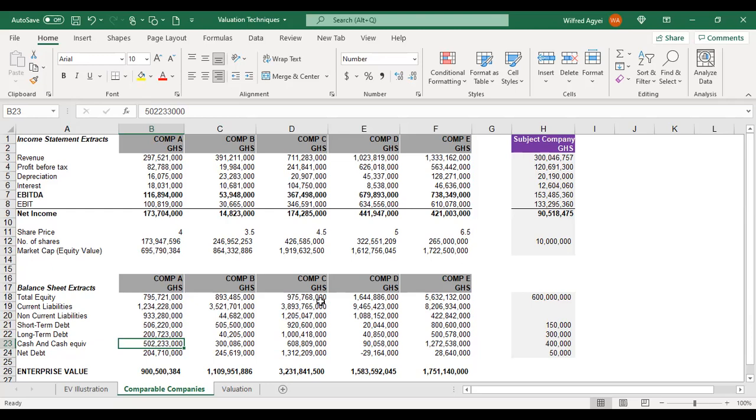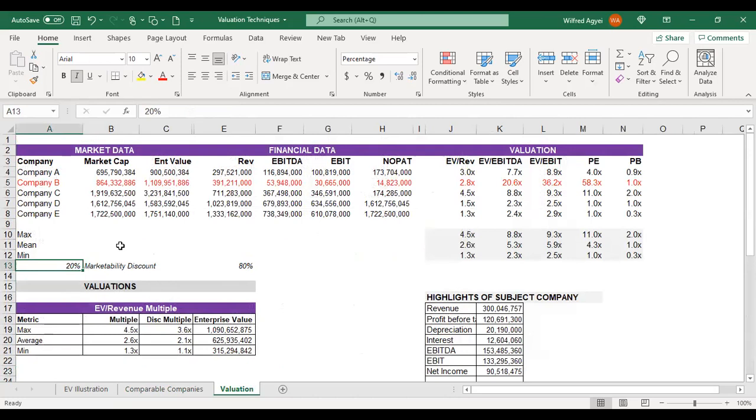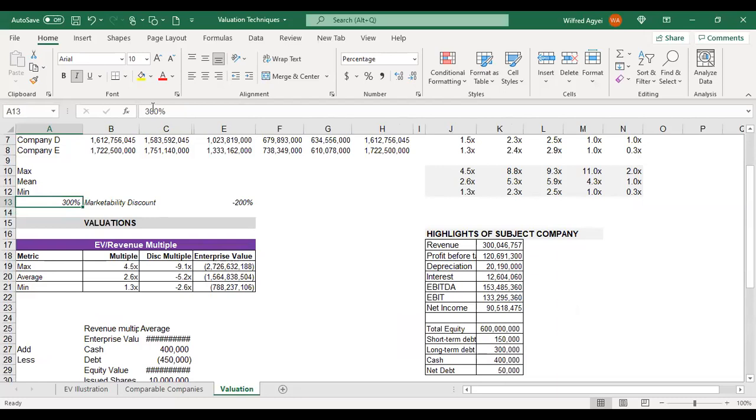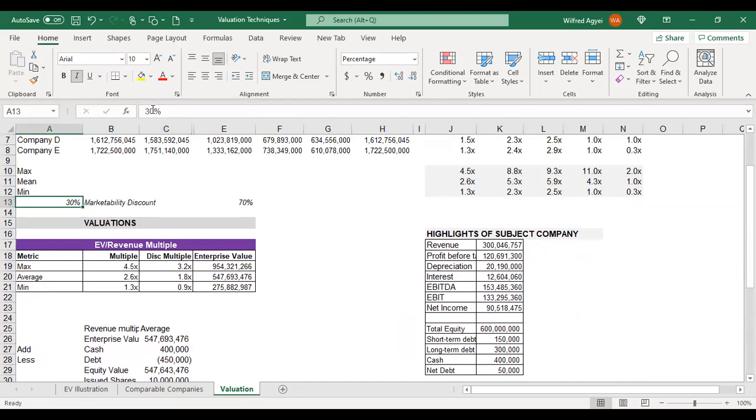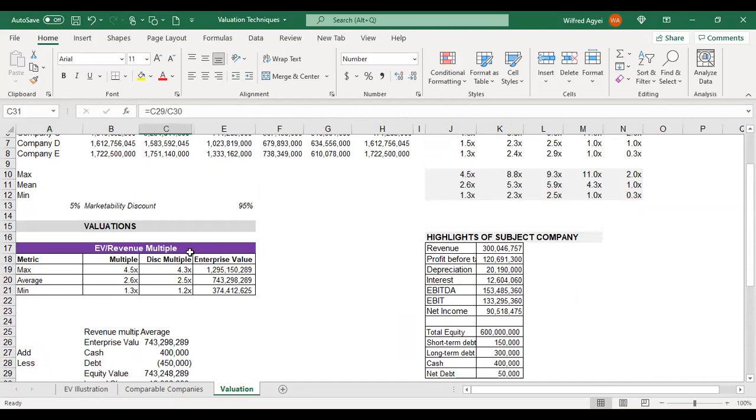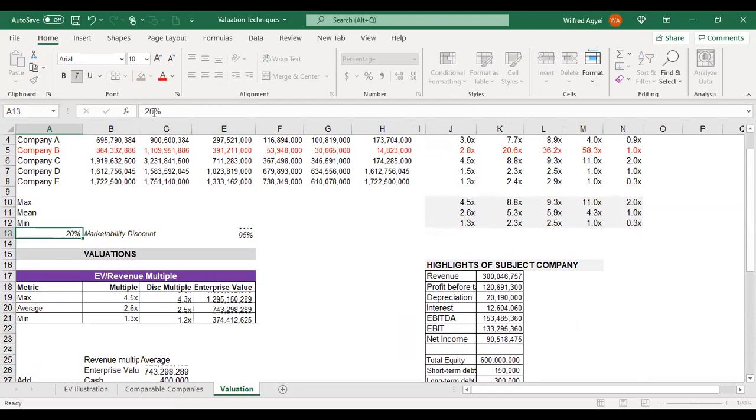The more you increase it, the more the stock price declines. And if you reduce it, you see that the stock price will be going up. Thank you. You're welcome. So if we should do this, let's say 30%, we're even arriving at negative. Sorry, I did 300. Sorry, 30%. Automatically, it declines to 54.7 cents. If this should go to 5%, 74 Ghana cedis. So let's just maintain it at 20%, and then we have 62 cedis here.